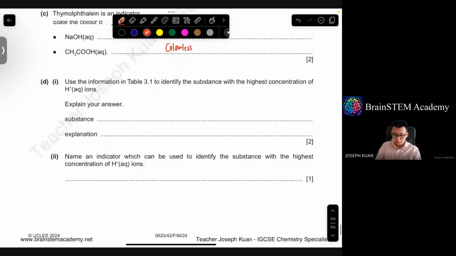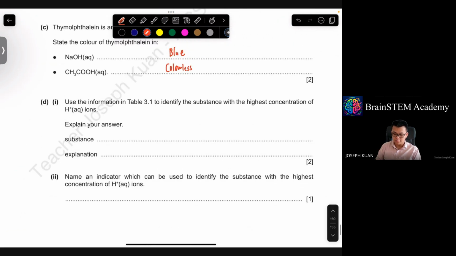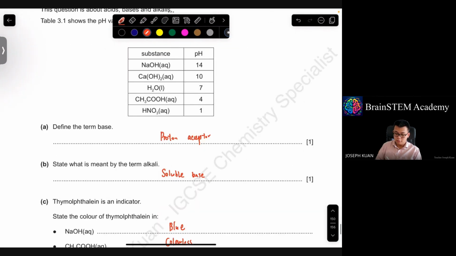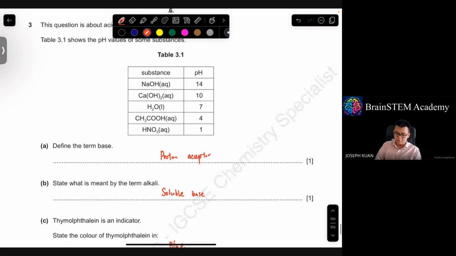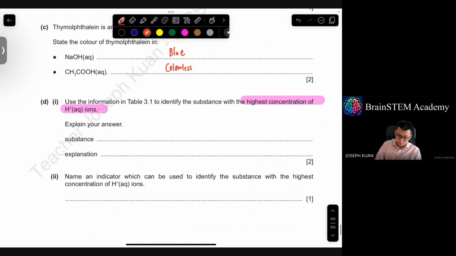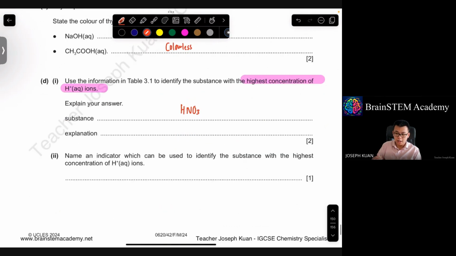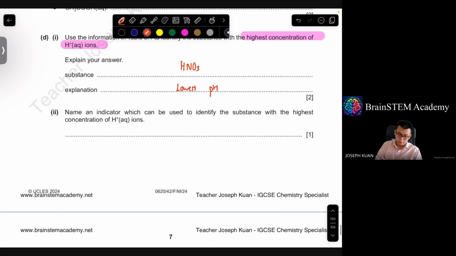Let's move on. Use the information in the table to identify the substance with the highest concentration of hydrogen ions. Explain your answer. It will be a strong acid. We have to identify a strong acid from the table. That will be your nitric acid. So, nitric acid. Why? Because it has the lowest pH, based on the table. Name an indicator which can be used to identify the substance with the highest concentration of hydrogen ions. You can use a universal indicator.